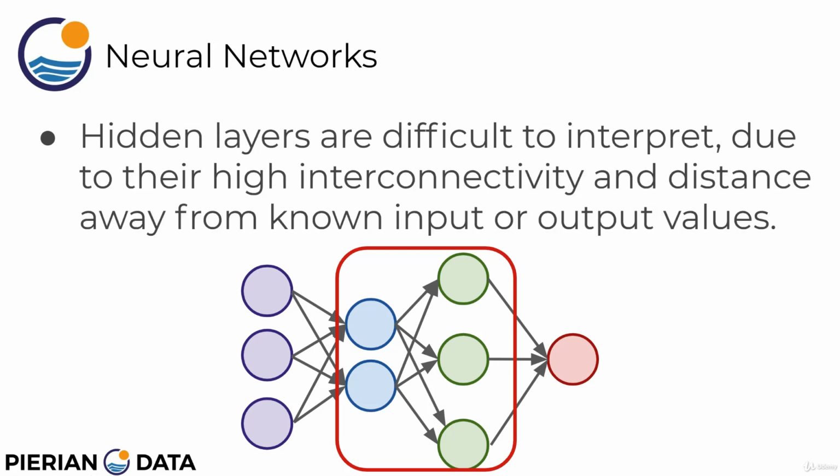Hidden layers are difficult to interpret due to their high interconnectivity and distance away from known input and output values. The input layer is really easy to interpret because it's directly accepting the inputs of the raw data that you already know and understand. The output layer is also a little easier to interpret since it's closely associated with the label that you're actually trying to predict. The hidden layers, especially as you have a deeper and deeper network with more and more hidden layers, become more and more like a black box, since for really large networks, it's difficult to understand what a single neuron is picking up as far as the interconnectivity of the last layer and the next layer.